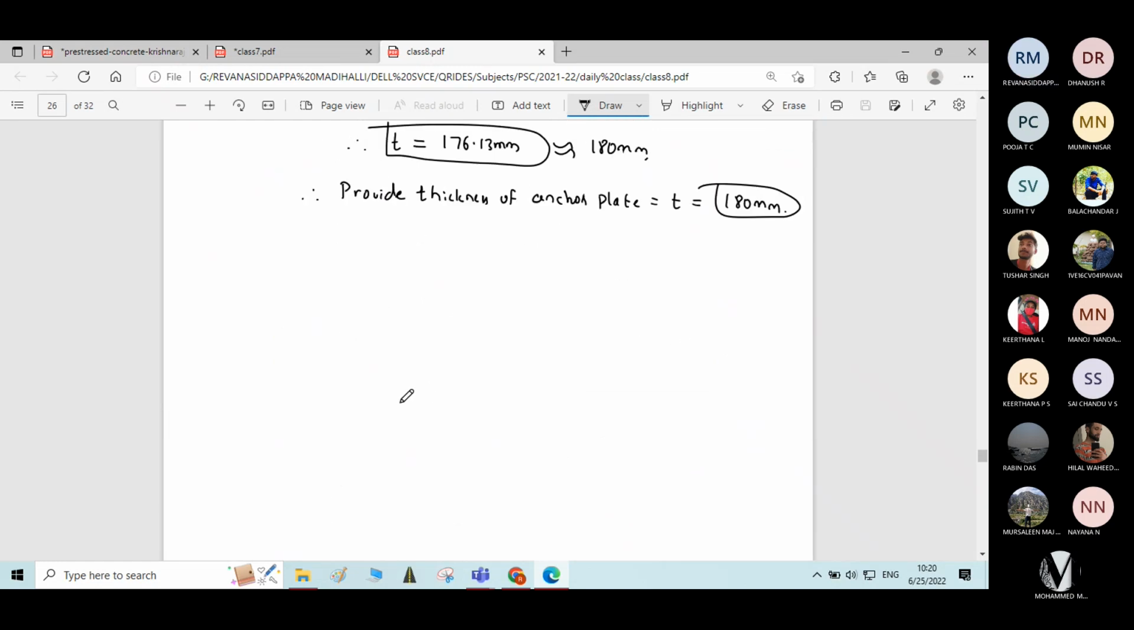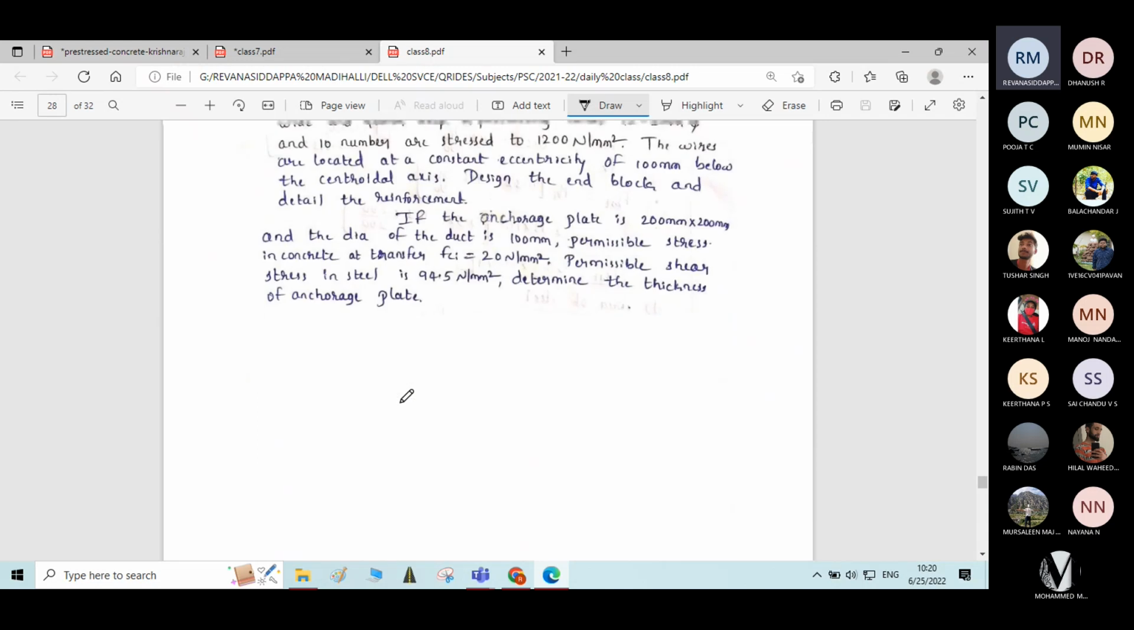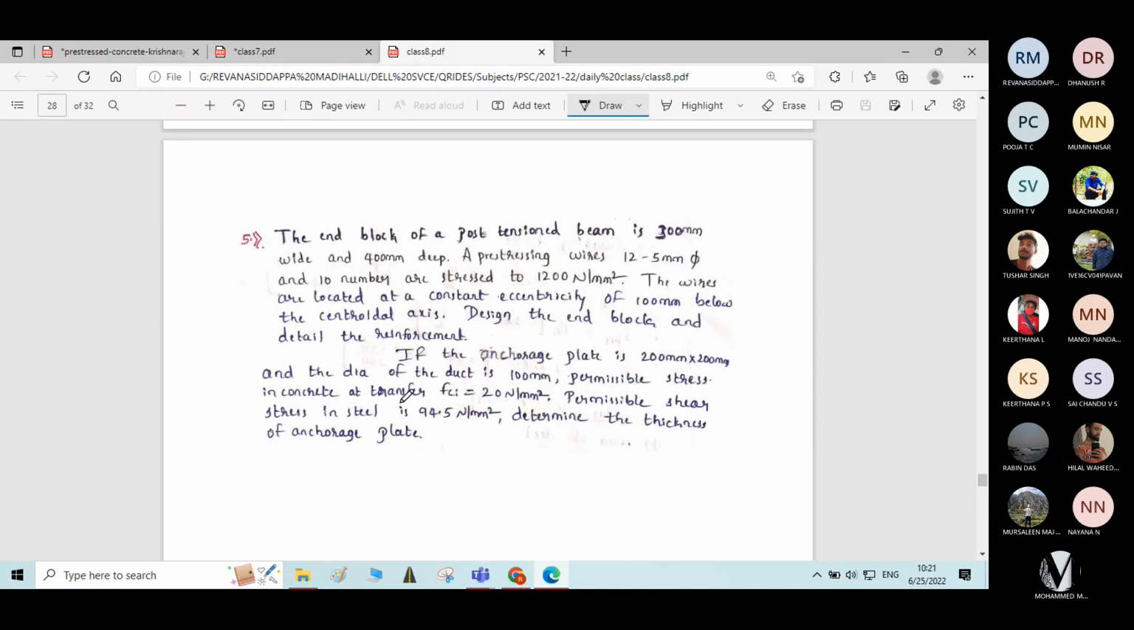Thank you. So we'll move on to the last problem of this module. It is also a similar kind of problem, but the position of the cable or the position of the anchor plate given is different here. Just go through it.